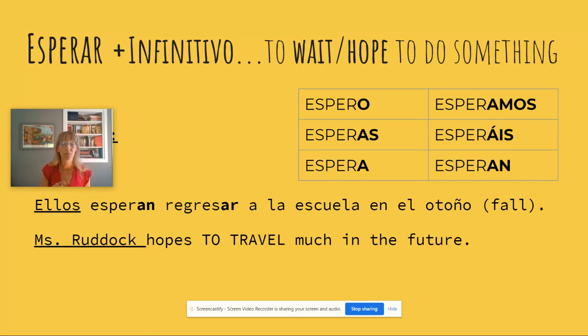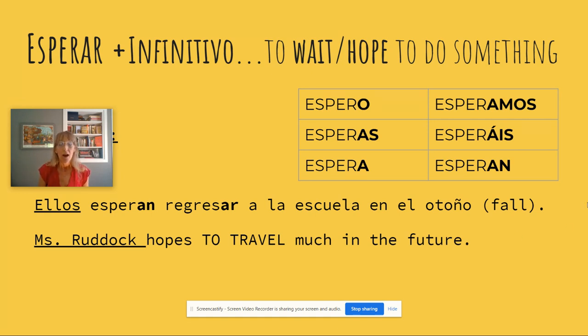And you'll notice by the bolded endings that the first verb, esperan: ellos esperan regresar a la escuela en el otoño. Ellos is our subject who's doing the action. And for the verb esperan, they hope, we had to choose the ending from o, as, a, amos, áis, an that agrees with they. So we chose an. Now, we're not going to say they hope they return. They hope, what do they hope? To return to the school in the fall.